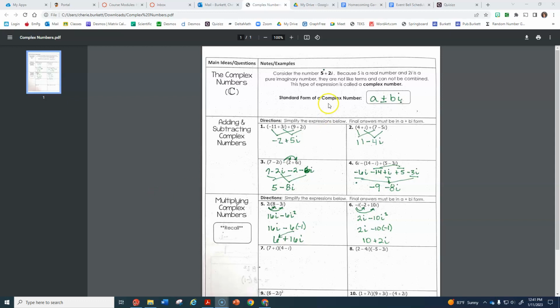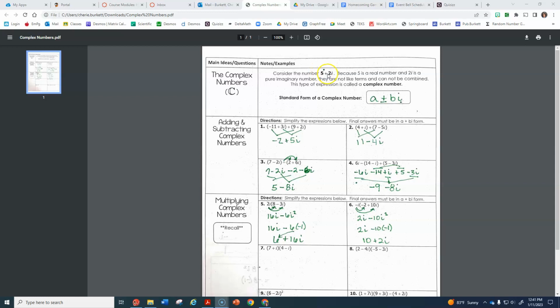So when you combine real numbers with imaginary numbers, it's called a complex number. The standard way to write a complex number is to put the real part in front. It will need to be separated by either a positive or a negative sign, depending on the sign of the imaginary part, and then the imaginary part goes second.